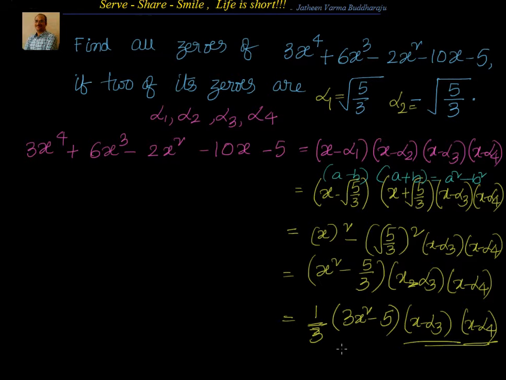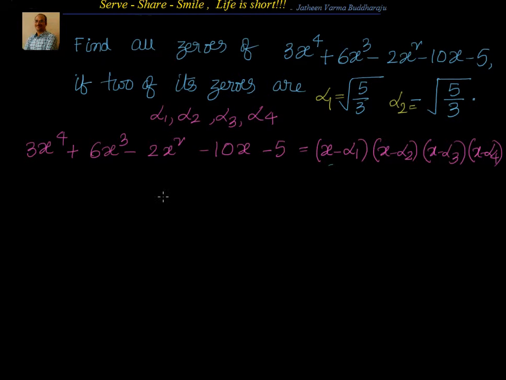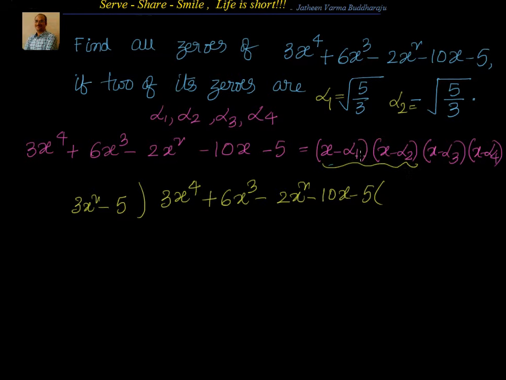So why can't we take the polynomial and divide with 3x square minus 5? Then we should be able to find out a quadratic polynomial from which we can use splitting the middle terms and find out what is the value of alpha 3 and alpha 4. So let's do that step. We'll take the polynomial 3x to the power of 4 plus 6x cube minus 2x square minus 10x minus 5, and we will divide that with 3x square minus 5, because we found that x minus alpha 1 into x minus alpha 2 is equal to 1 by 3 into 3x square minus 5. So we want to divide so that we can find out what is x minus alpha 3 into x minus alpha 4. So we'll do the division now.